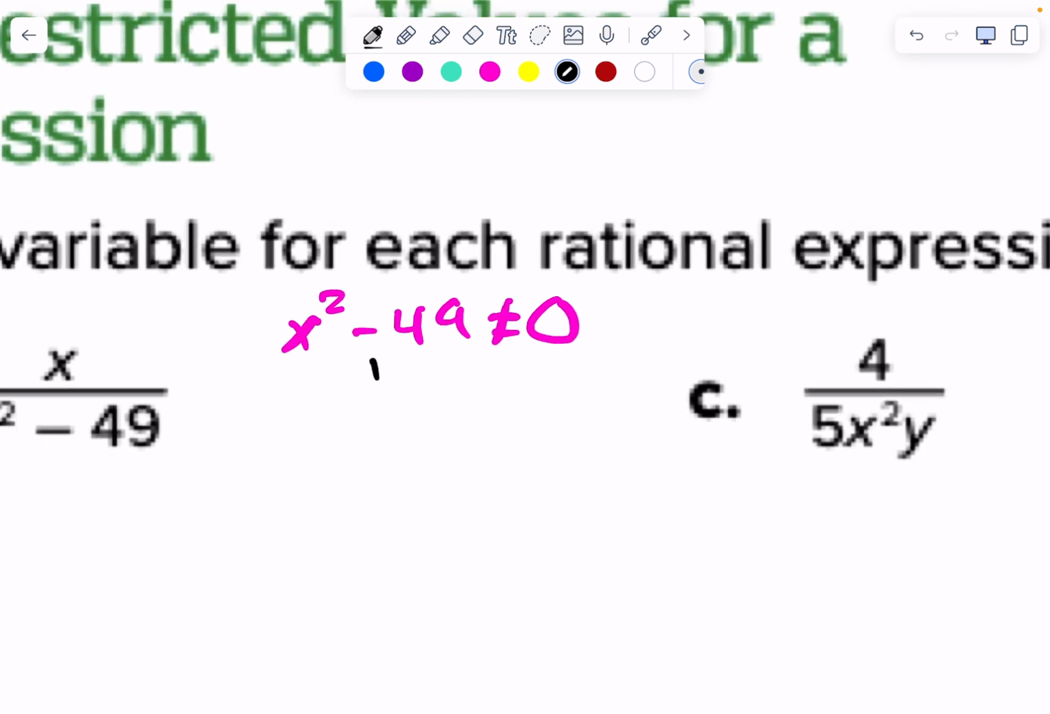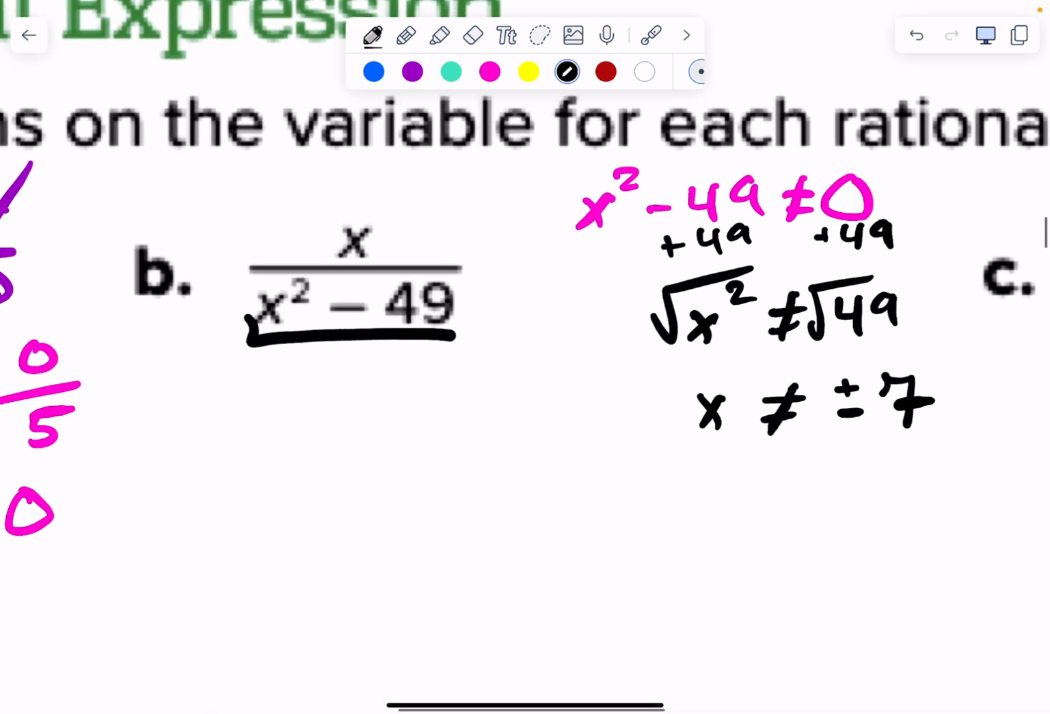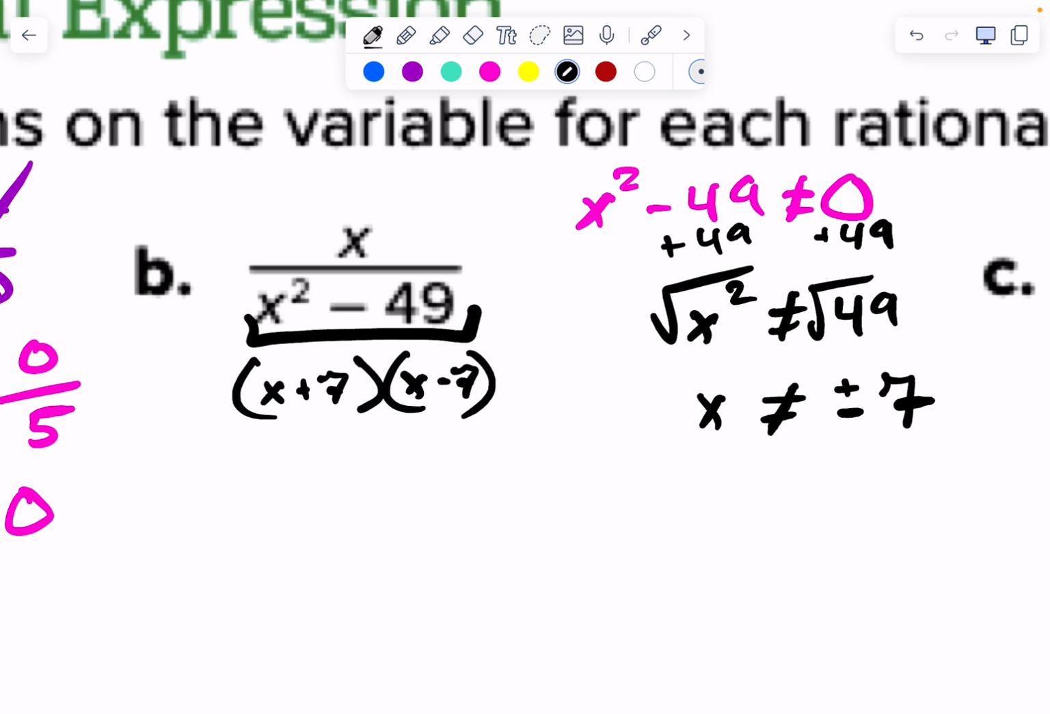Let's add the 49 over. So x squared can't be 49. And if we take the square root, does that feel weird doing that when that's not an equal sign? Yeah? X is not equal to, what's the square root of 49? 7. And negative 7. Positive 7, -7, right? Okay? He has 2 VAs. He's a difference of squares, right? He was x plus 7 and x minus 7. And if you set those equal to 0, x can't be 7 and x can't be -7.